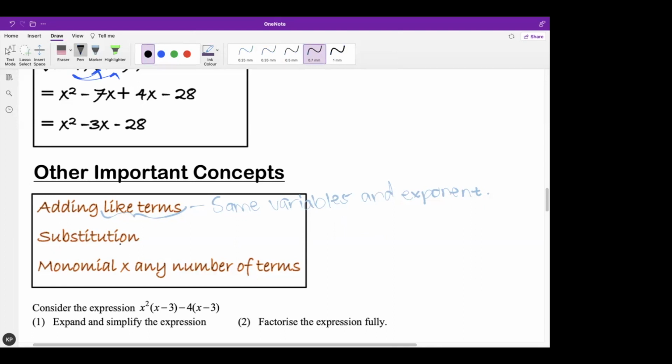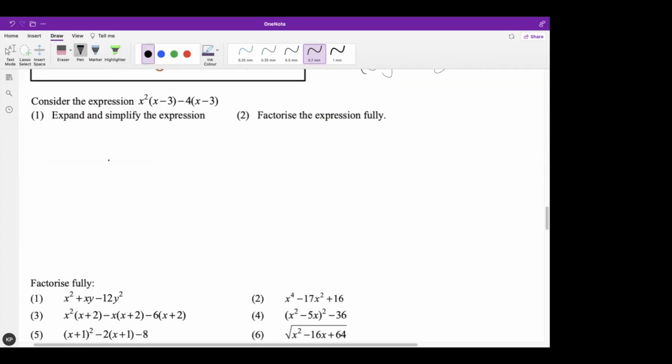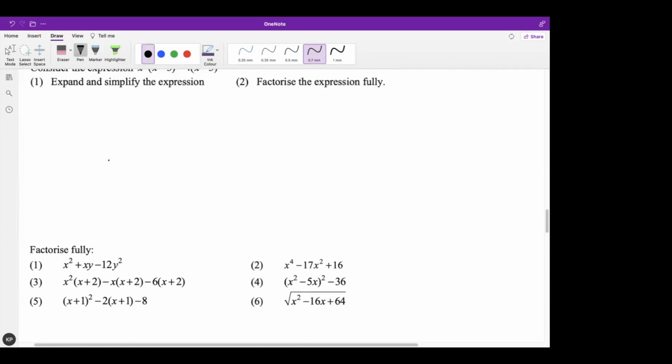Then we spoke about substitution, which is just plugging in a number when you've been given it. And of course, a monomial times any number of terms. For instance, if I have 2x and a bracket that says 3y plus 2xy minus 4 plus 10z, this is just distribution still, right? You take whatever is outside and multiply it by everyone inside the bracket. Now, there was a summary of everything that we have done. So let's do this one concept, and then we're going to have a little bit of a brain break.